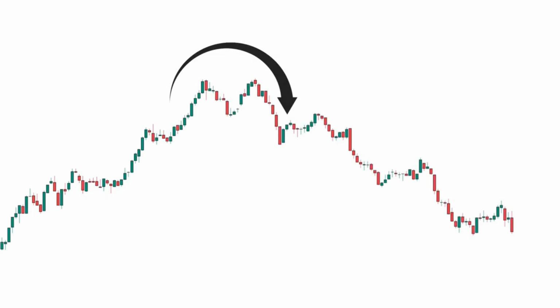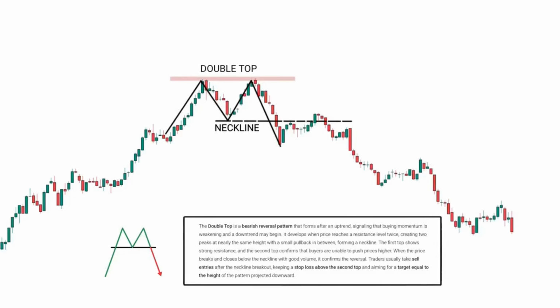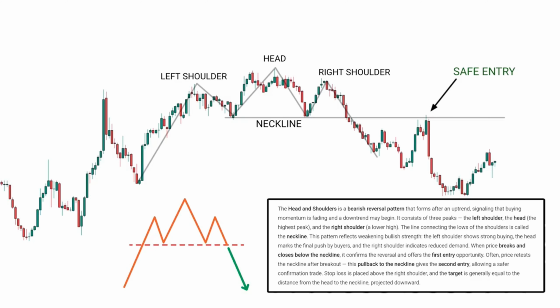Next, reversal patterns. A reversal occurs when price changes its current direction. For example, when the market shifts from an uptrend to a downtrend, that's a reversal. We can identify these reversals using certain patterns, like double top, double bottom, and head and shoulders patterns.